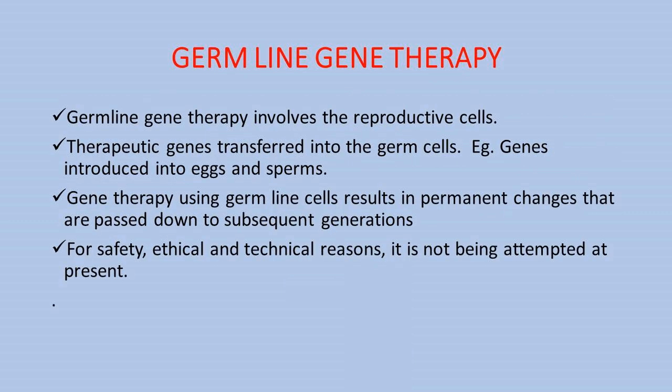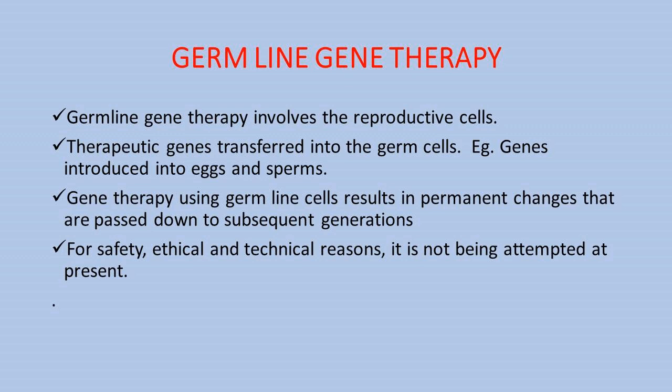Next is germline gene therapy. It involves the reproductive cells, that is, eggs and sperm. Gene therapies using germline cells result in permanent changes that are passed down to subsequent generations. But for safety, ethical and technical reasons, it is not being attempted at present.